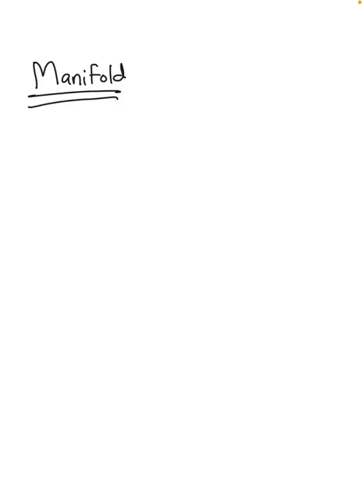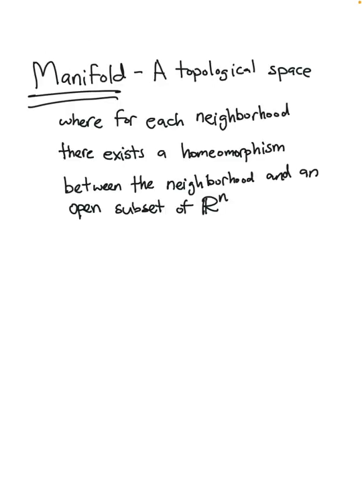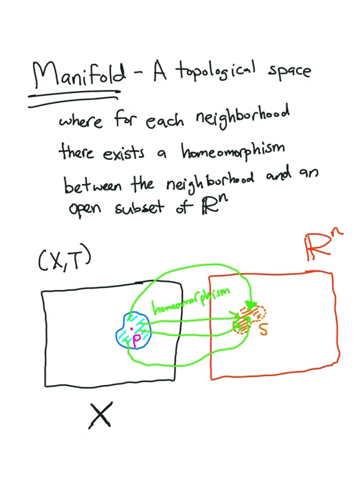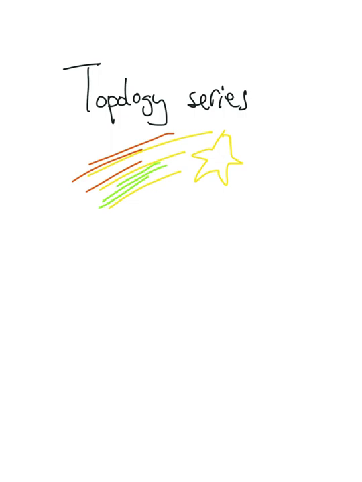A manifold is a topological space where for each neighborhood, there exists a homeomorphism between the neighborhood and an open subset of R^n. We already covered the definitions of a topological space and a neighborhood in our topology series, so check those out if you're a bit rusty on the definitions.